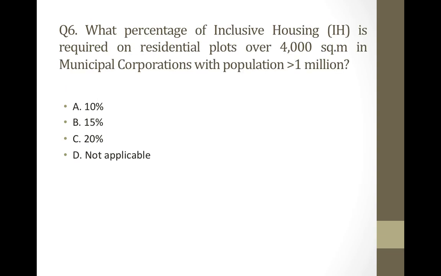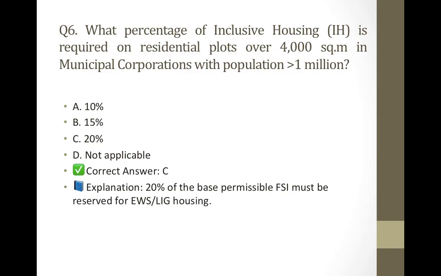Then question 6, what percentage of the inclusive housing is required on the residential plots over 4000 square meter in municipal corporations with population greater than 1 million? So option A 10%, option B 15%, option C 20% and option D not applicable. So correct answer is option C, that 20% of the base permissible FSI must be reserved for EWS or LIG housing.